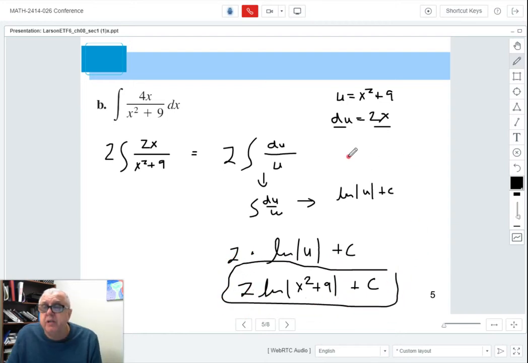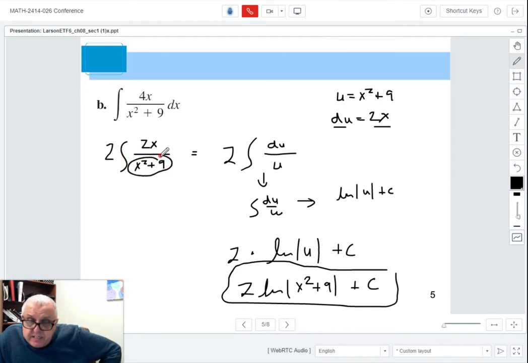So I did use one of the formulas in the formula sheet, one of the basic formulas. It was just a little different because we had an x and I couldn't use one of those 18, 19, or 20 rules. So I had to recognize that, hey, this bottom is u, and if I take the derivative, I get 2x. For x squared plus 9, the derivative is 2x. And I can form that with this 4x, 2 times 2x.